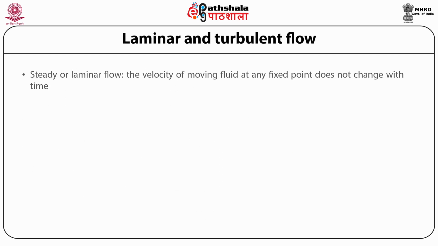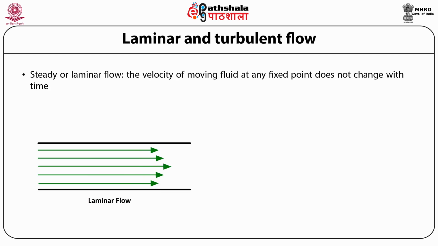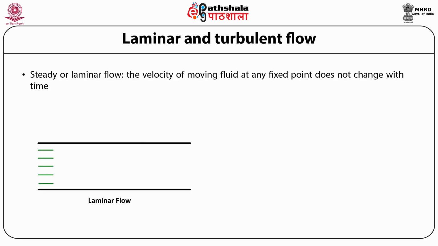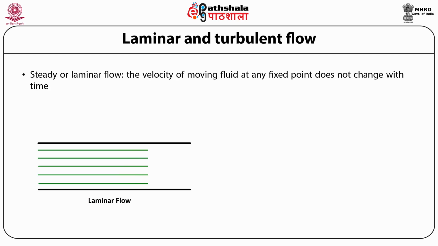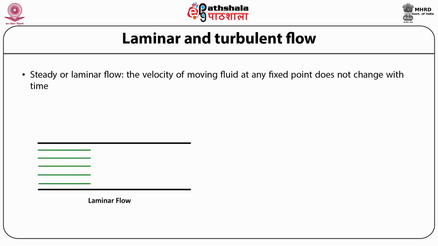So more accurately, the steady or laminar flow is one in which the velocity of moving fluid at any fixed point does not change with time. Pictorially it is shown here. Straight arrows represent the velocity of the fluid component, meaning the speed of that fluid component remains constant all the time when it is moving in a well specified path or geometry.